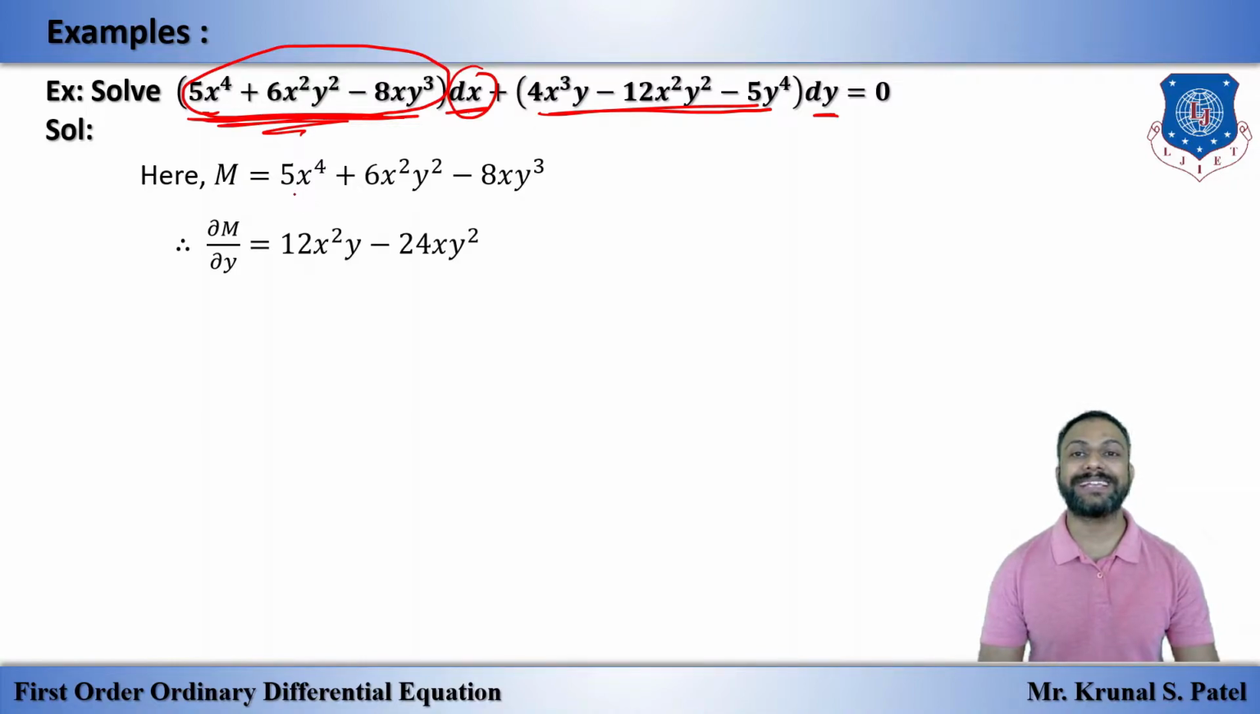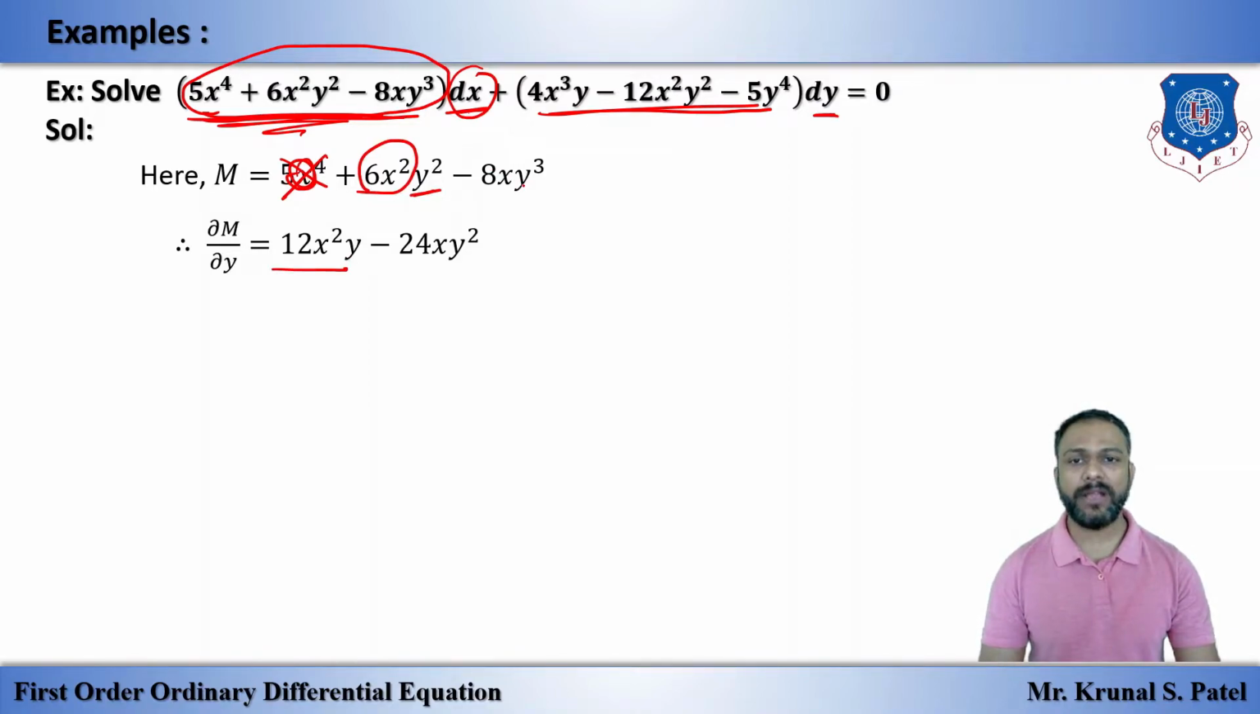So treat x as a constant. So this is our constant sum, and the differentiation of a constant is 0. Okay. Now here we are differentiating with respect to y partially. So 6x square is constant and the differentiation of y square is 2y. So total 12x square y.